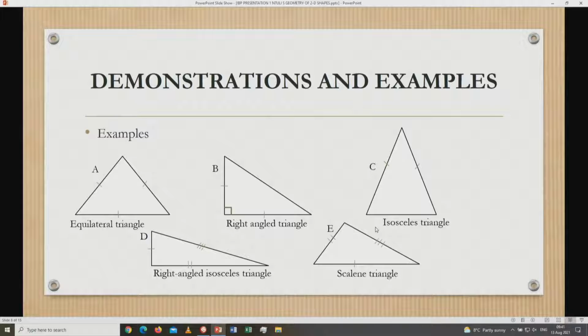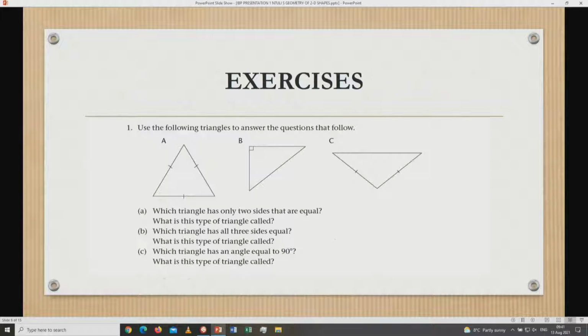Right, guys? Now let us get to practice it, do it practically. Let us do the following activity. It says here, use the following triangles to answer the questions that follow. We have triangle A, we have triangle B, and we have triangle C. Remember, I said these very key things that you need to look out for. Now, let us check. Number 8 says, which triangle has only 2 sides that are equal?